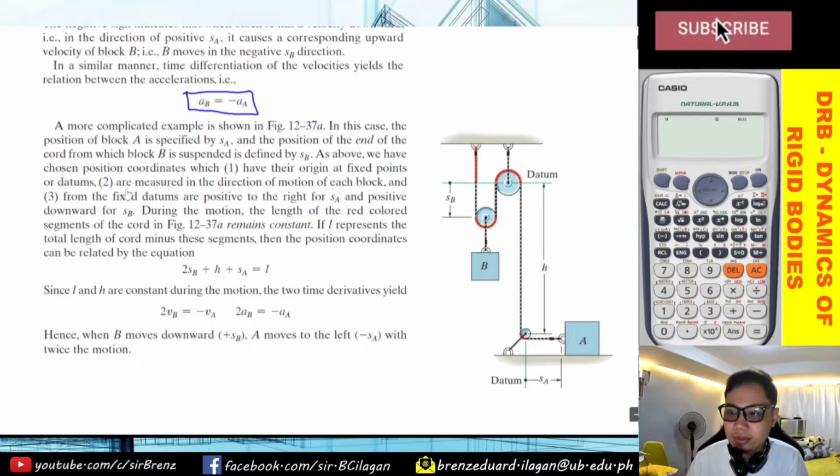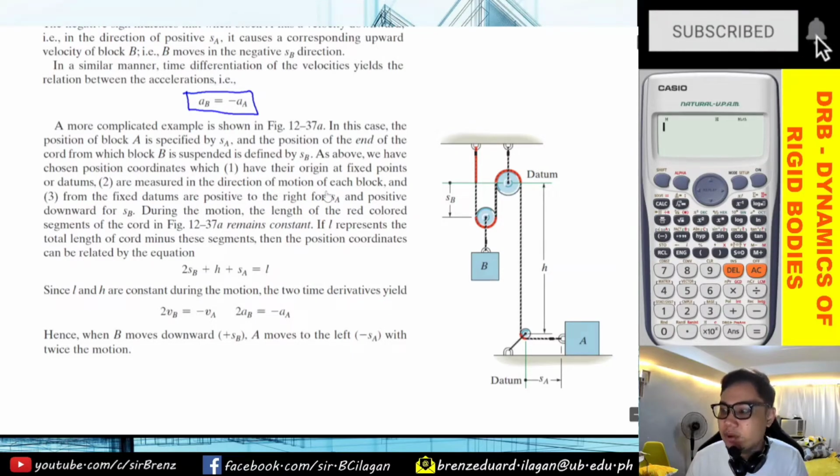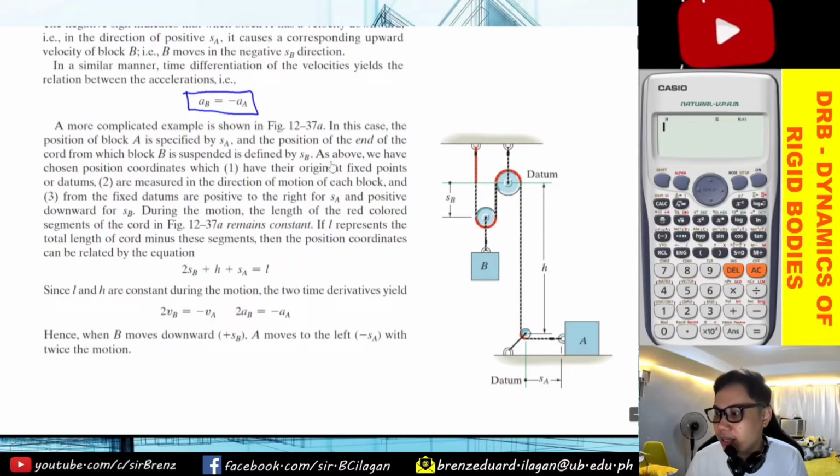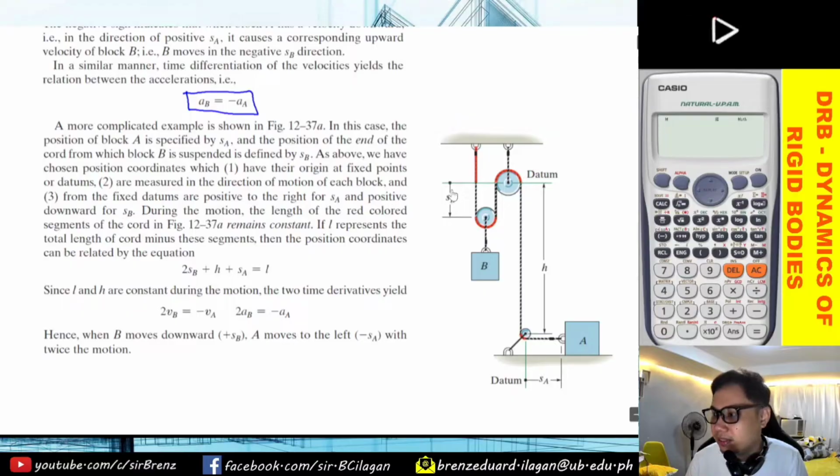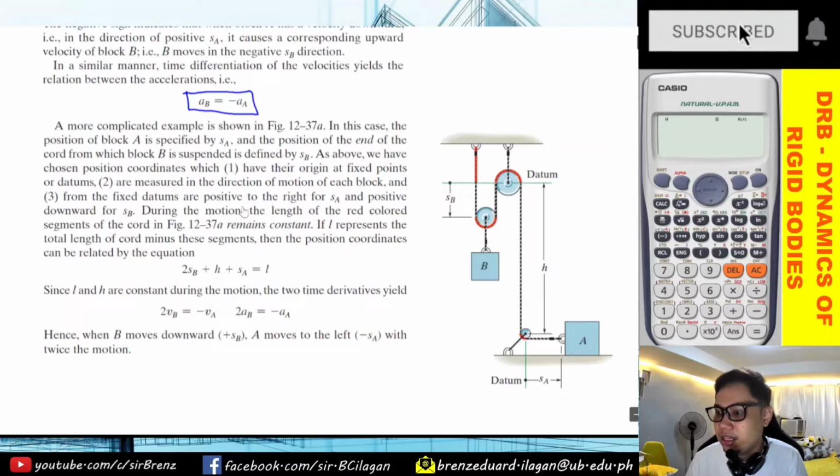Okay, number 2. These are measured in the direction of motion of each block. Okay? So, it is measured with respect to the motion of each block. And number 3, from the fixed datum are positive to the right for S sub A and positive downward for S sub B. So kapag pababa siya, positive, and positive yung A if to the right siya, or papunta sa kanan.